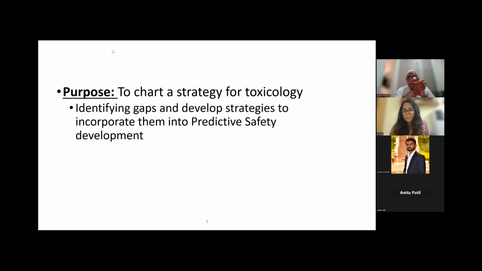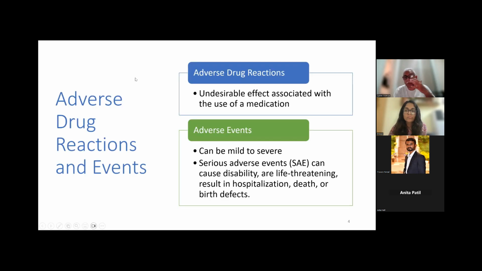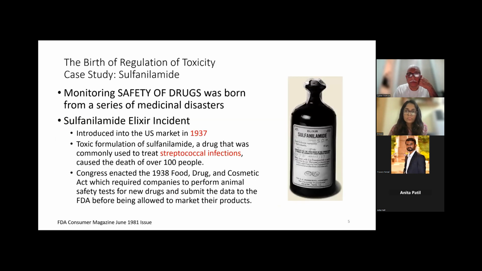Okay. So the purpose of the toxicology study is to identify all the potential, not just the toxicities that you observe, but also potential toxicities that can be anticipated through these programs. We all know what adverse reactions are, and then you have severe adverse reactions. These are clinical terms that are defined in the regulations.